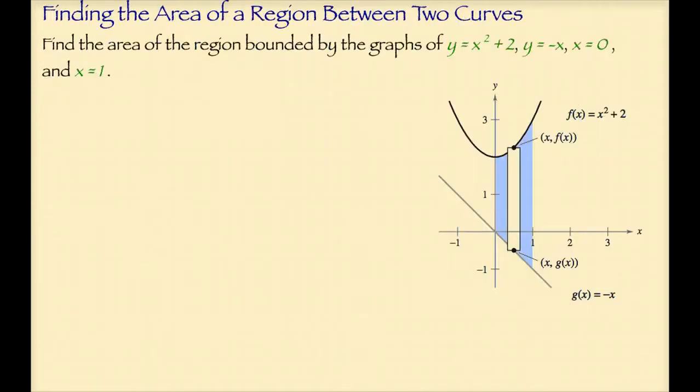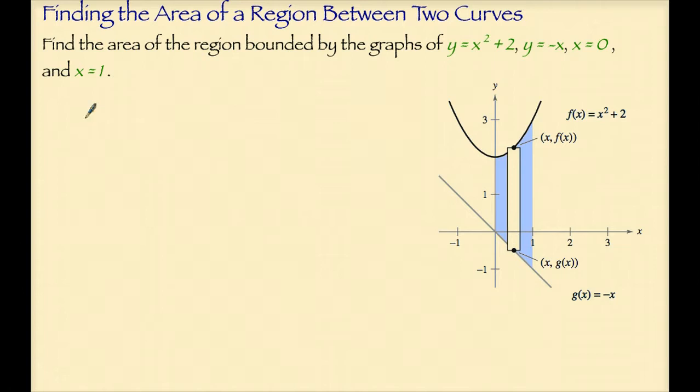Okay, let's give this a try. Find the area of the region bounded by the graphs of y equals x squared plus 2, y equals negative x, x equals 0, and x equals 1. It's a good idea to sketch the region in question, primarily so you can see which function is above the other. Here's the function curve y equals x squared plus 2, and here's the function curve y equals negative x. We're interested in the area between the two curves from x equals 0 to x equals 1.